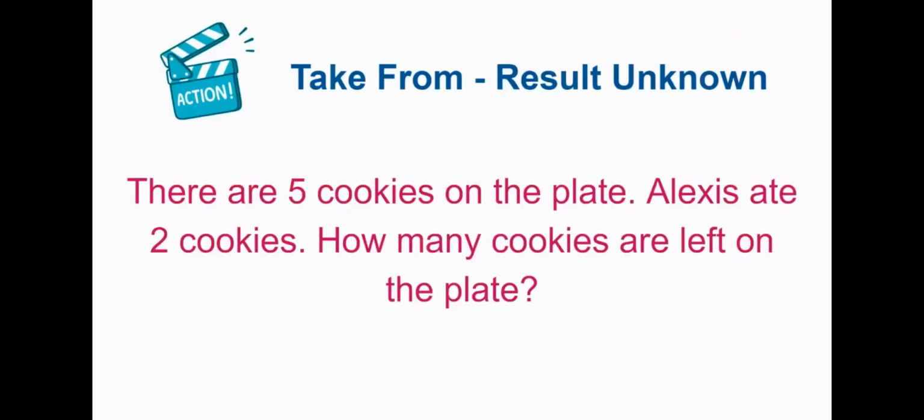There are 5 cookies on the plate. Alexis ate 2 cookies. How many cookies are left on the plate? This is a take from, result unknown problem. Students need to determine how many cookies are left after Alexis eats 2 cookies.